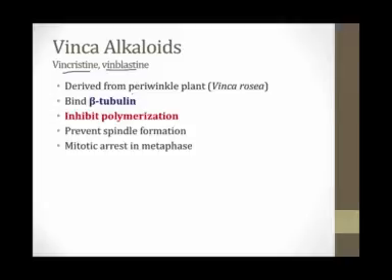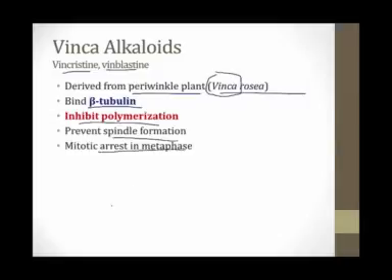These drugs are derived from the periwinkle plant, which is also called Vinca rosea, and that's how they get the name vinca alkaloids. These drugs bind to beta tubulin and they inhibit polymerization. This will prevent the mitotic spindle from forming properly and the cells will be arrested in metaphase.